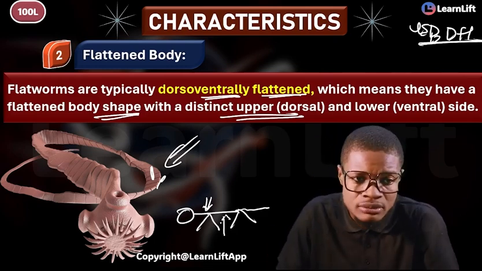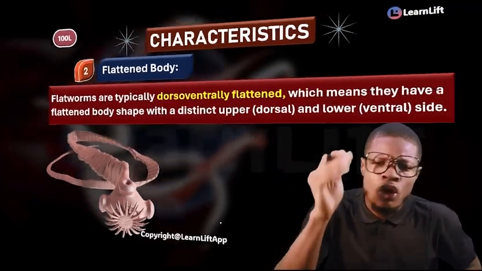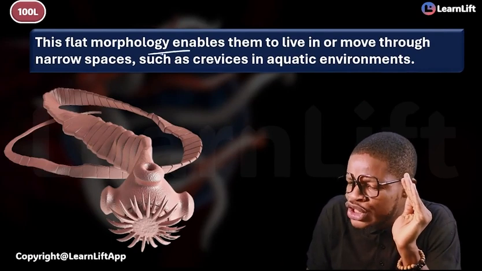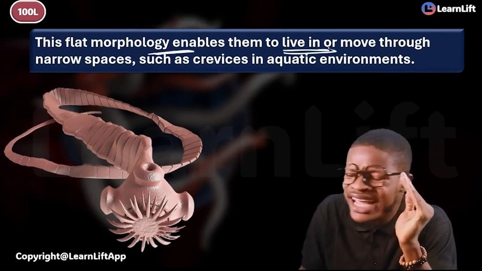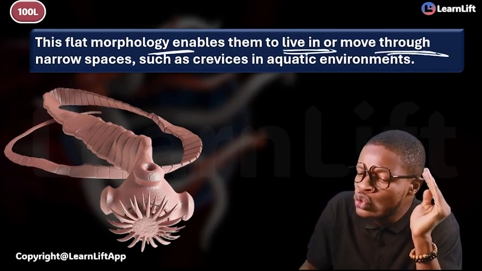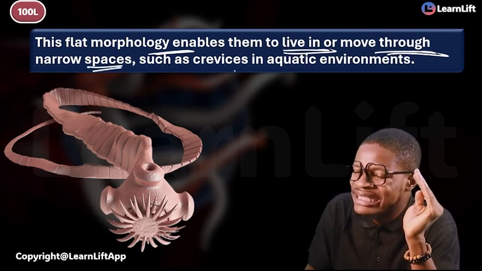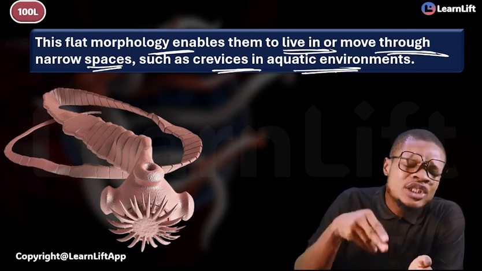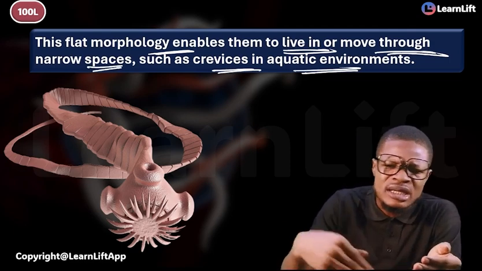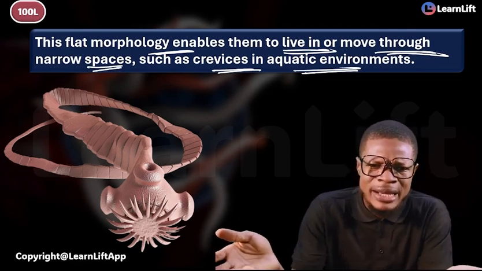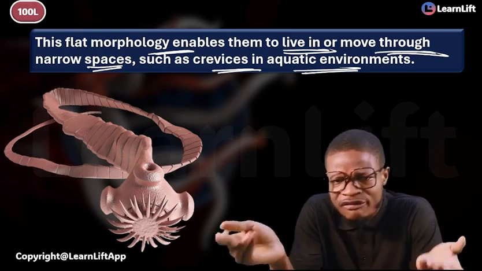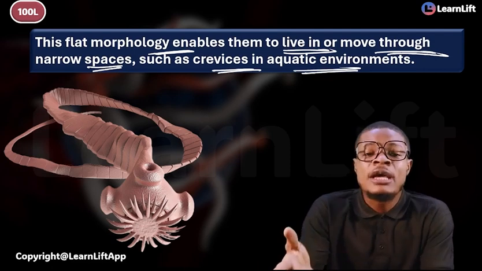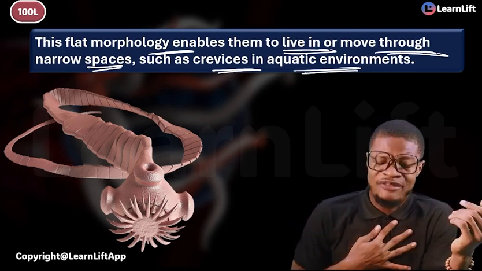They are flat. If you understand that, also know this very quickly, that this flat morphology is what enables them to live in or move through narrow spaces, such as crevices in aquatic environments. So, which of the platyhelminthes do you see in your aquatic environment? Are they not planarians? Yes, your planarians are flat, meaning they have the ability to move through crevices in aquatic environments. Tapeworms in the body of man, they are flat, right?